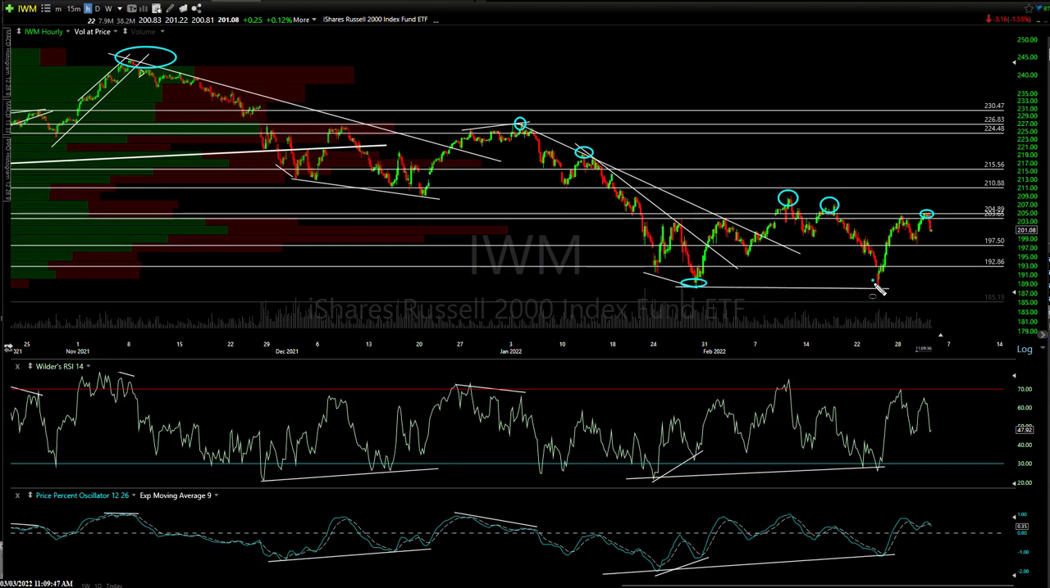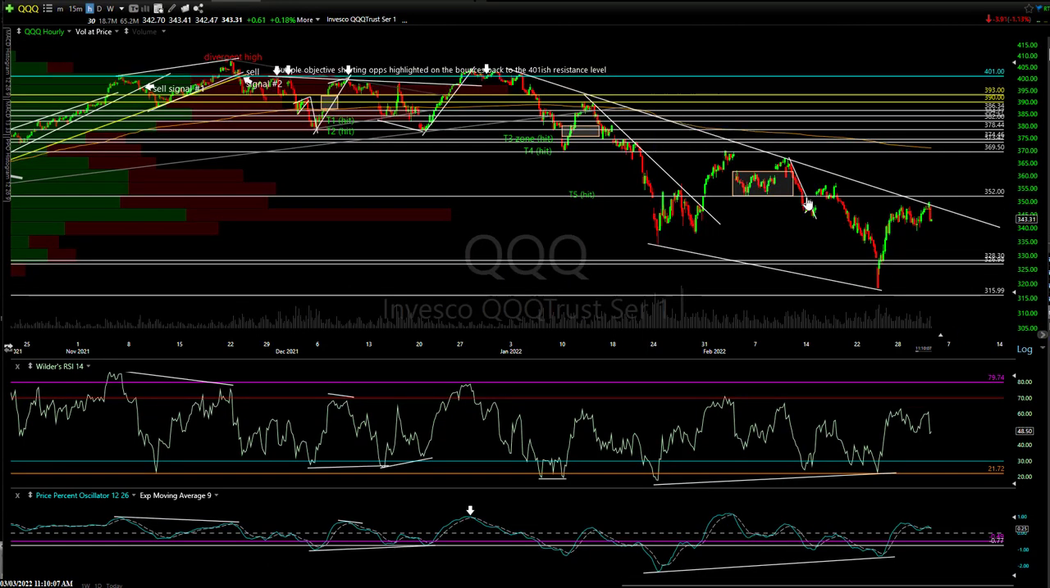The fact we held that low successfully doesn't at all negate it, just kind of brings it into question, or at least needs some validation again. If we take another leg down, take out that low, then it'll be very clear that it's just a resumption or a continuation of the existing downtrend. Oh, one more thing before I go to the futures, and then we'll wrap up.